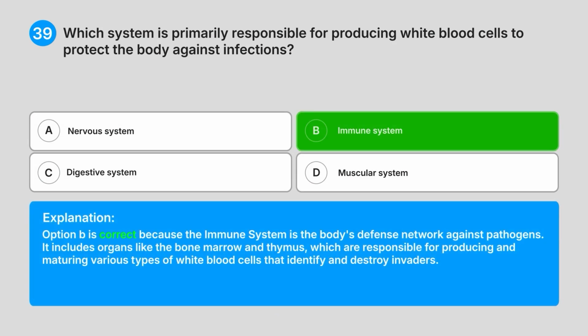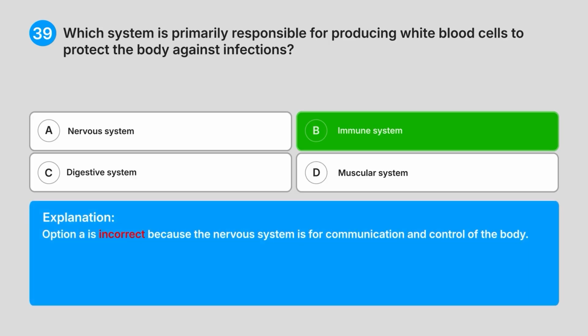Explanation. Option B is correct because the immune system is the body's defense network against pathogens. It includes organs like the bone marrow and thymus, which are responsible for producing and maturing various types of white blood cells that identify and destroy invaders.